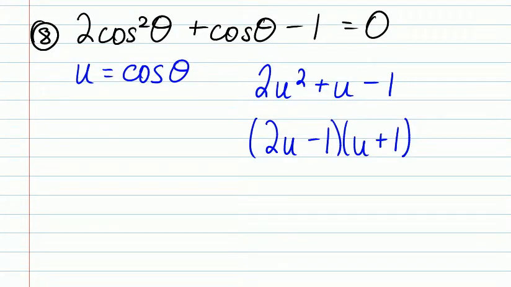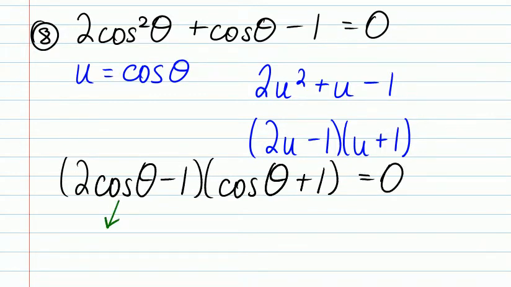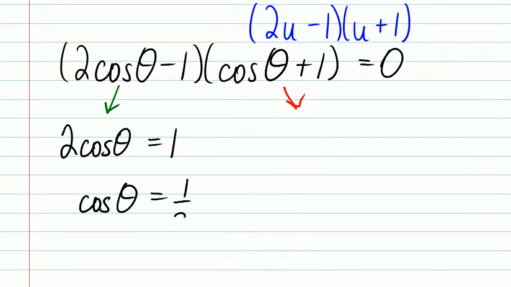Therefore, this math problem is actually 2 cosine theta minus 1 times the cosine of theta plus 1 equals 0. Again, we set each of the factors equal to 0 and solve. And you're going to grab your unit circle to check for theta. So we end up with 2 cosine theta equals 1. The cosine of theta equals 1/2. We also have that the cosine of theta equals negative 1.